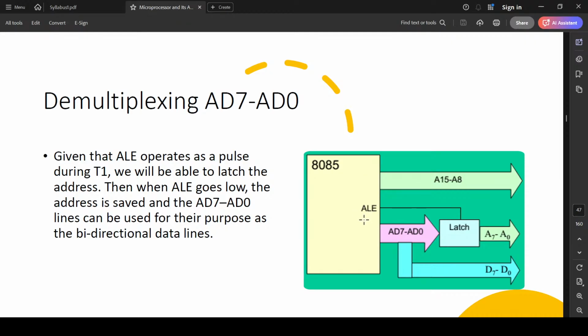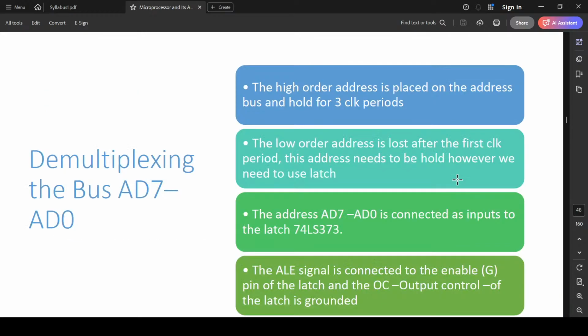The ALE pulse signal is given. It goes 1, 0, 1, 0, 1, 0. When it's 1, the latch gets on and the address signal is saved. When it goes 0, the address lines become data lines now, and the data bits are here. And this one is pretty simple.